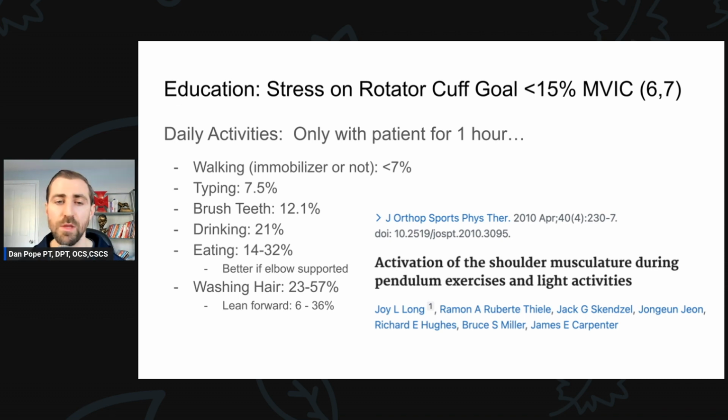Okay. So if I go in the shower and start washing myself, washing my hair is the toughest thing for my shoulder. And that's 23 to 57% EMG of the supraspinatus, which actually is more than just doing abduction exercises, full can exercise, abduction exercises, right? If I lean forward to wash my hair, it's a bit better at 6% to 36%, but you still do risk putting too much stress on that tendon.